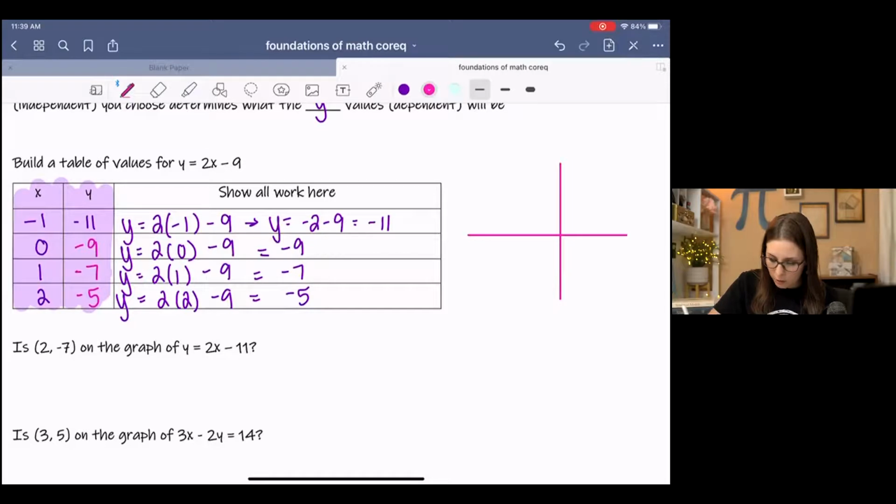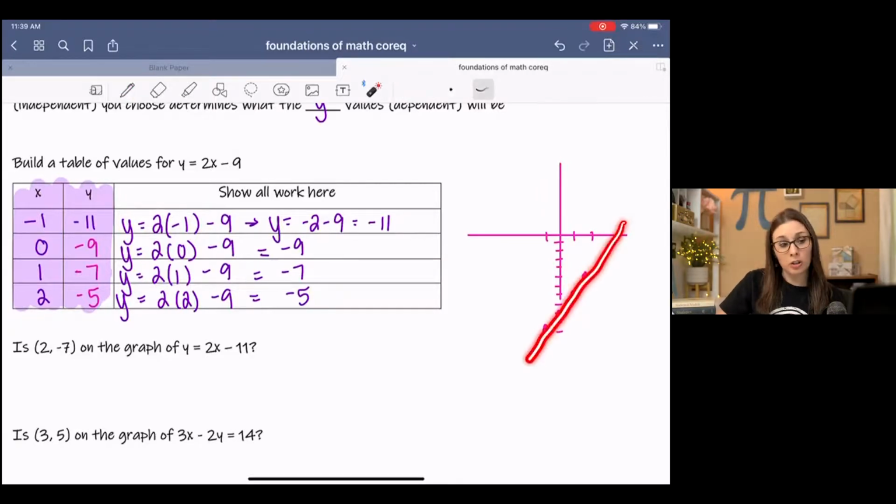So -1 would go down to -11. 1, 2, 3, 4, 5, 6, 7, 8, 9, 10, 11, way down there. 0 goes down to -9. 1 goes down to -7, and 2 goes down to -5. And you can see here that these points have a linear trend. And on that line are any of the other points you might have chosen, but our picture is just exactly the same because we're all going to get the same points.